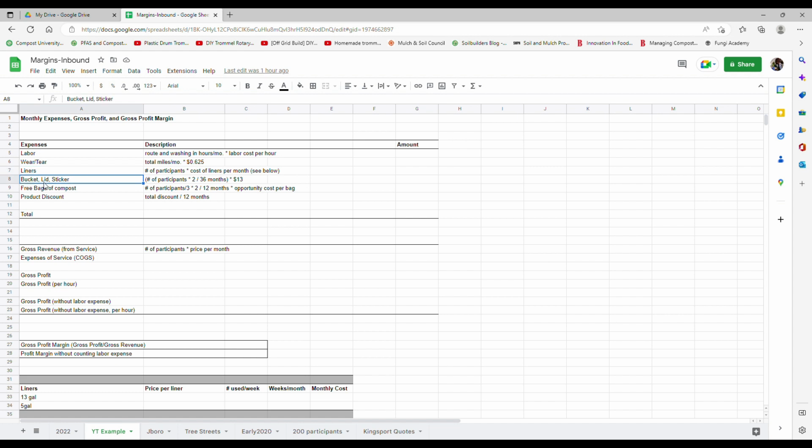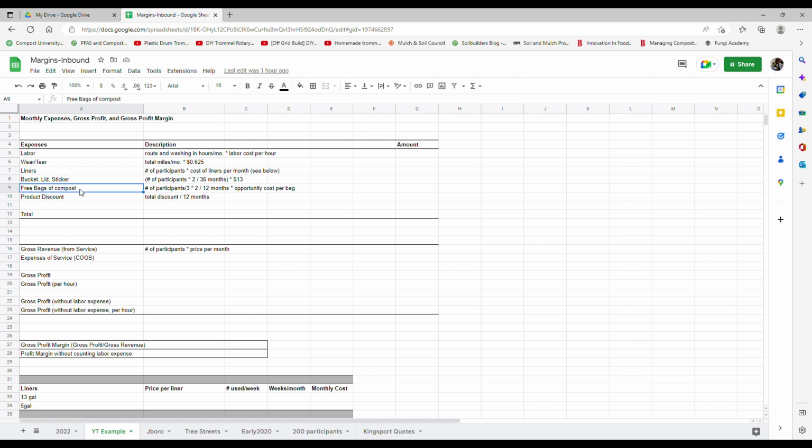And yeah, the bucket, the lid, the sticker, they don't last forever. And if you're like me, you're going to get a fair amount of them stolen. So what are the replacement costs on that? Calculated on a monthly basis.